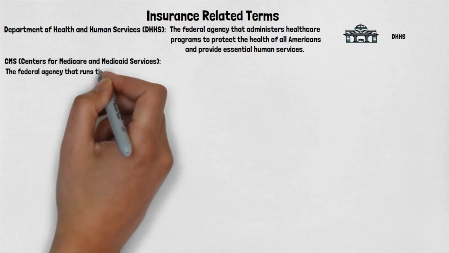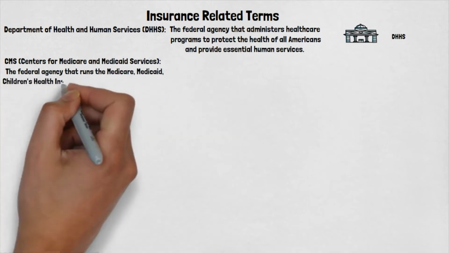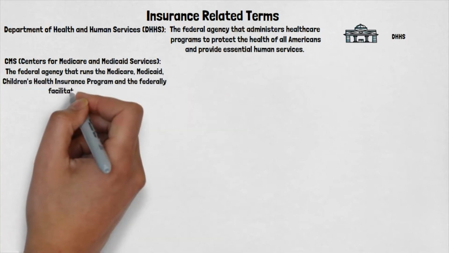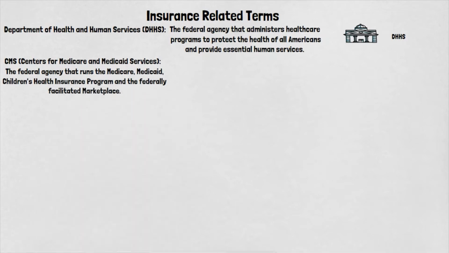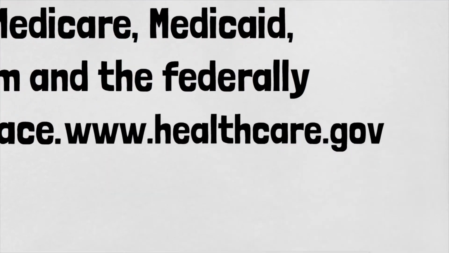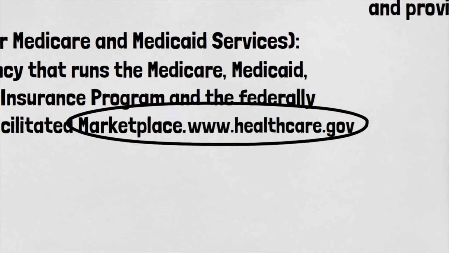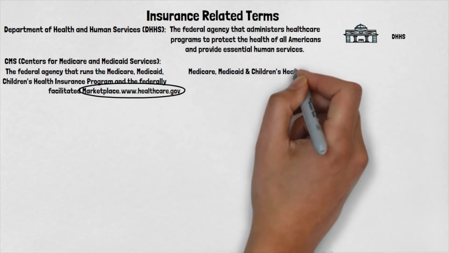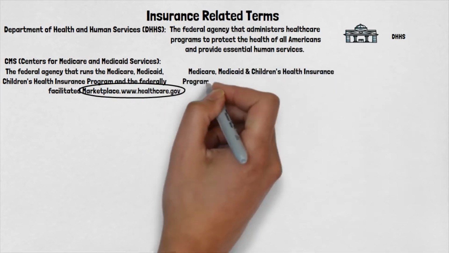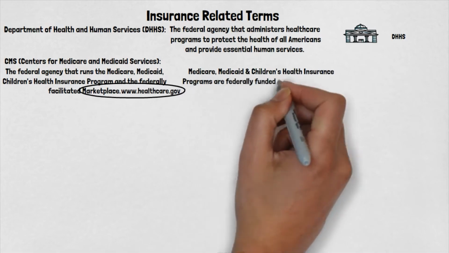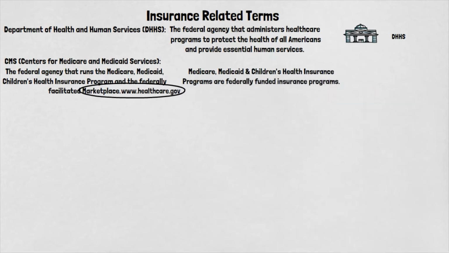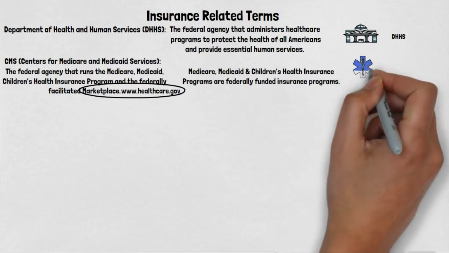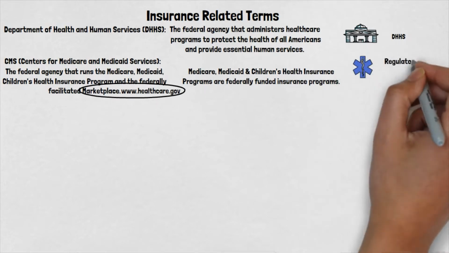Now the next one is CMS, Centers for Medicare and Medicaid Services. It is the federal agency that runs the Medicare, Medicaid, Children's Health Insurance Program, and the federally facilitated marketplace. Now, a marketplace is a website run by the government where people can shop for health insurance programs. Medicare, Medicaid, and Children's Health Insurance Programs are federally funded insurance programs. That means government insurance. Now, CMS is the regulatory body for healthcare in the US.